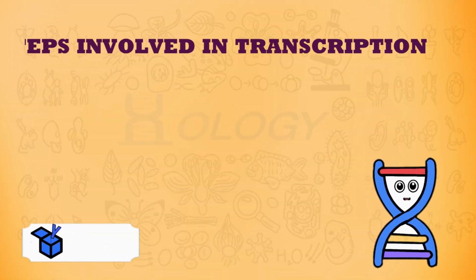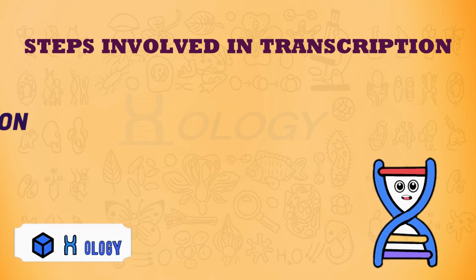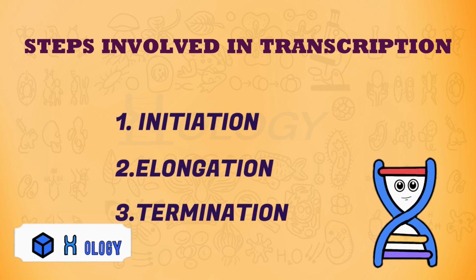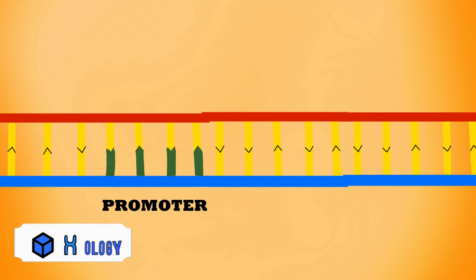Steps involved in transcription. Let's dive into the steps involved in the process of transcription. Initiation, elongation, termination. Initiation: transcription begins with the binding of an enzyme called RNA polymerase to a specific region of the DNA molecule known as the promoter.